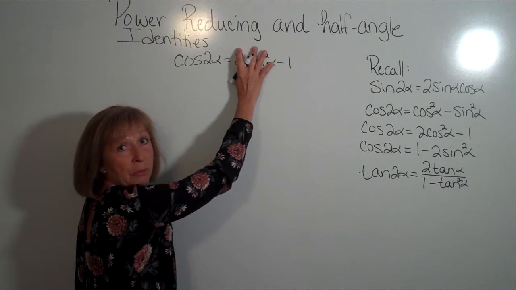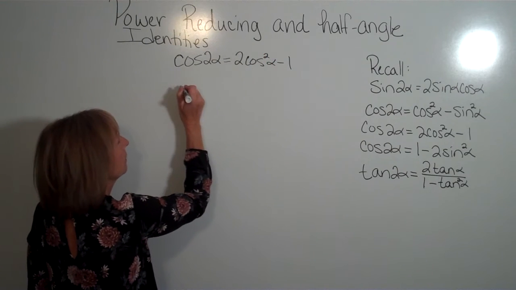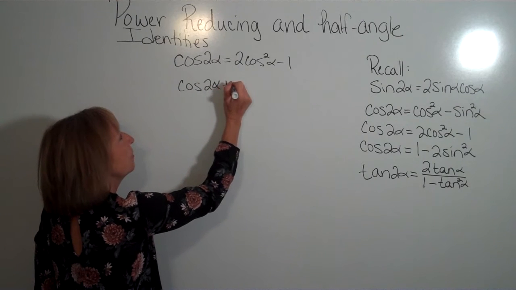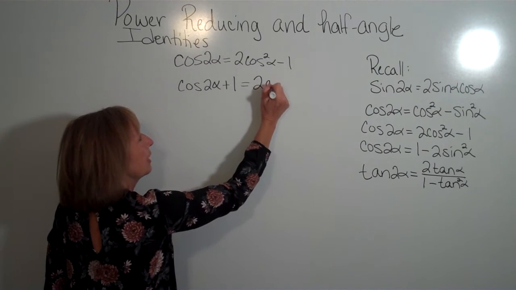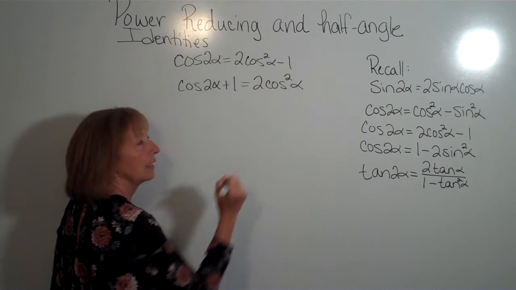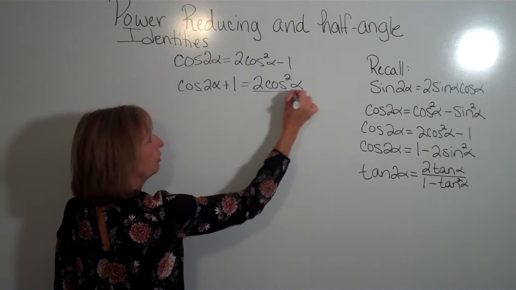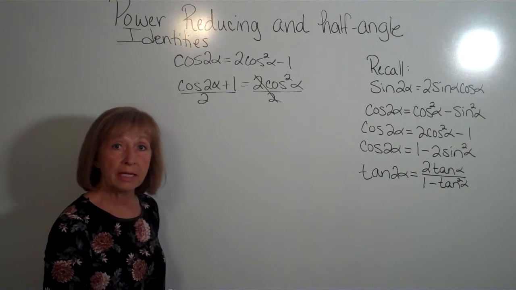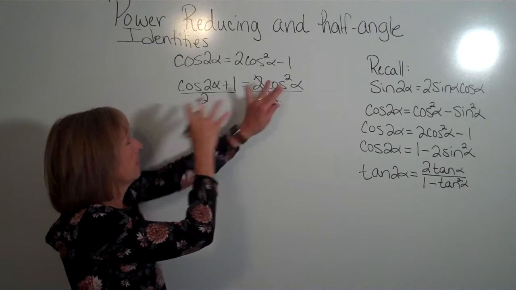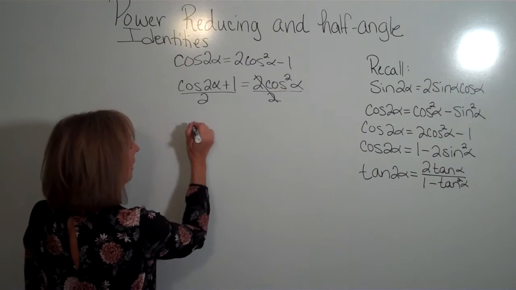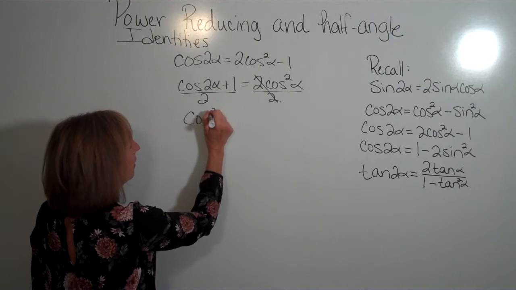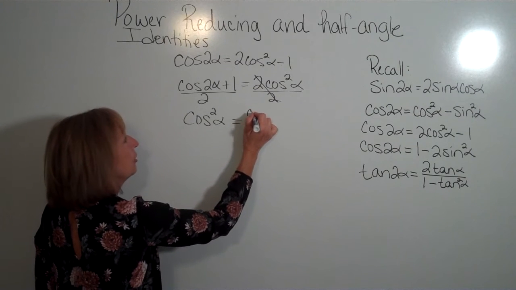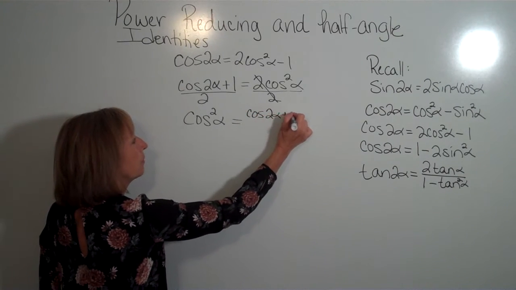Well, to do that, the first thing we would do would be to add 1 to both sides. So we have cosine 2 alpha plus 1 is equal to 2 cosine squared alpha. And then divide both sides by 2. And I'm going to write the cosine squared alpha on the left and the expression that it's equal to on the right. I have cosine squared alpha could actually be replaced by the expression cosine 2 alpha plus 1 all over 2.